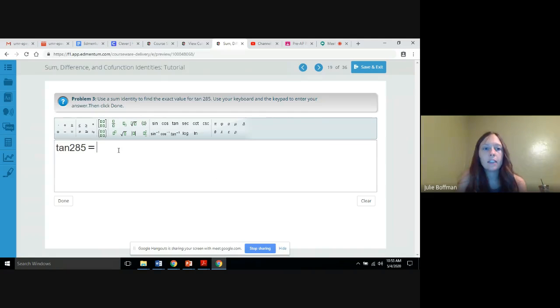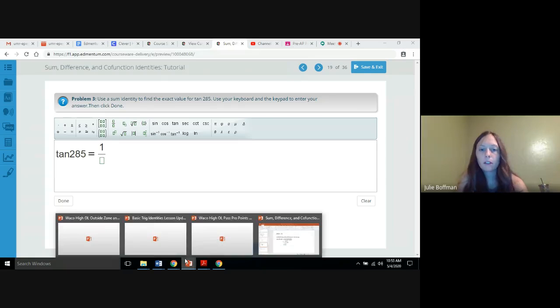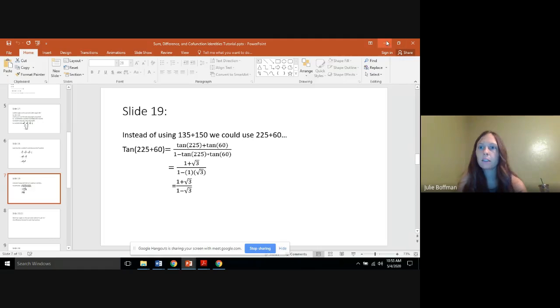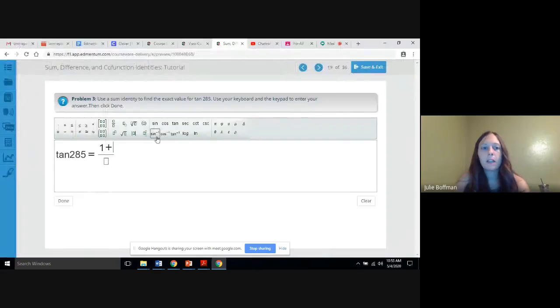So if you type this in, get your fraction. Wasn't it plus on top? Yes. 1 plus square root of 3. And on the bottom, 1 minus square root of 3.